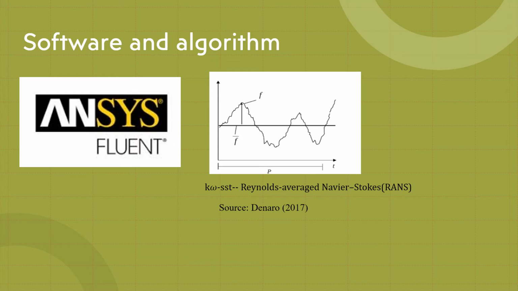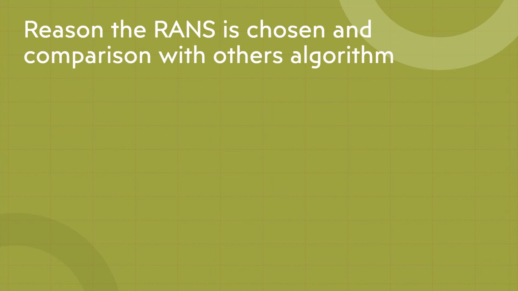The F in the graph is the uneven or unsteady turbulence variable, and the bar over it shows that the variable is averaged. So in RANS, the variable will be averaged before it is processed for the simulation.